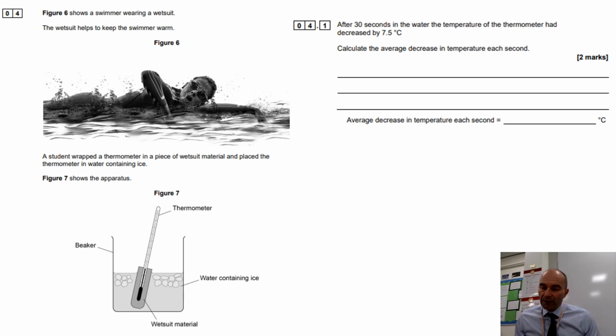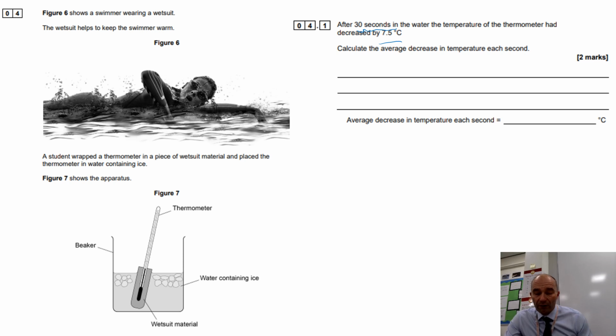So after 30 seconds in the water, the temperature of the thermometer had decreased by 7.5 degrees centigrade. You need to calculate the average decrease in temperature each second. Now, again, get your highlighter pen out, marker pen out, pencil, whatever. We've got time of 30 seconds. We've got a temperature decrease of 7.5 degrees centigrade. What is the average decrease in temperature per second?